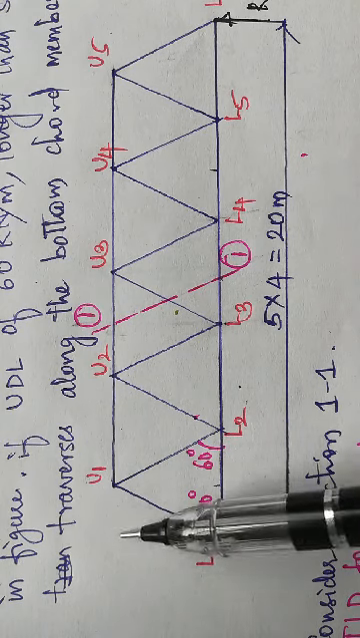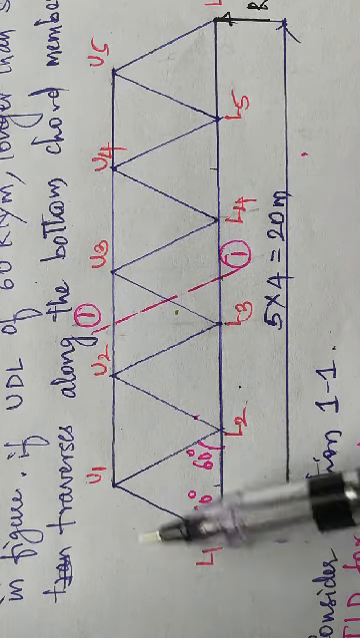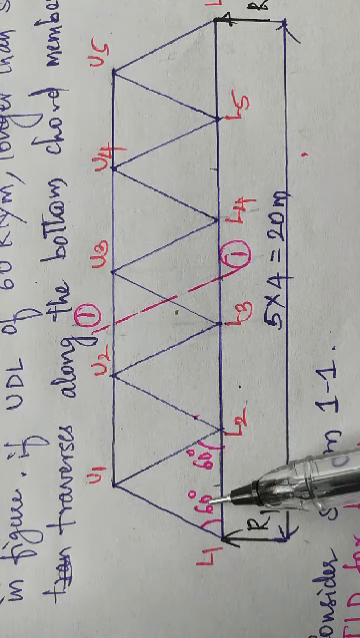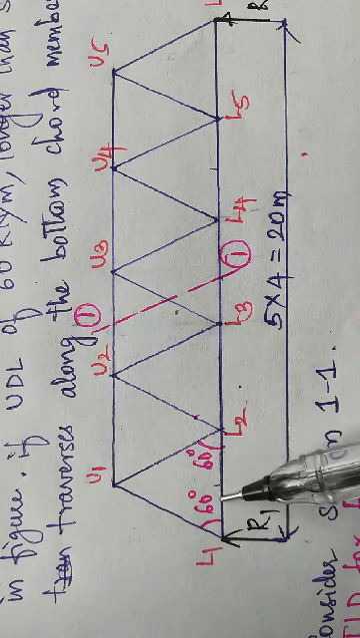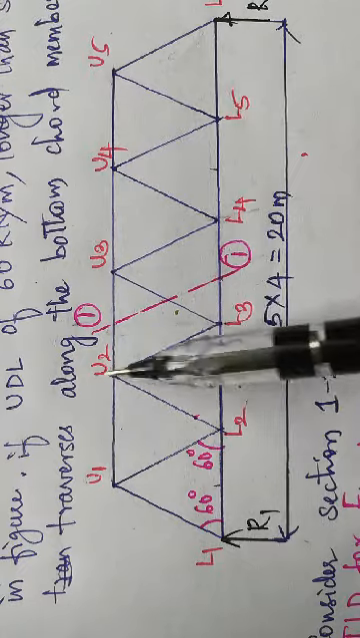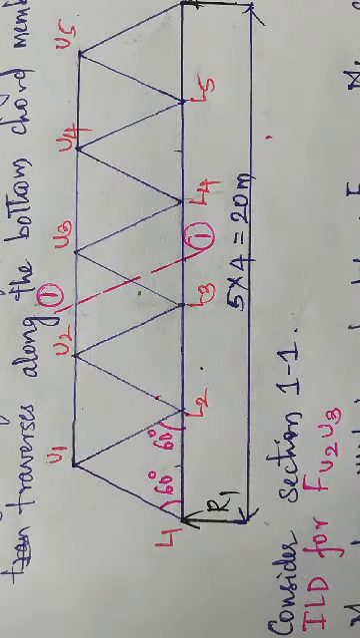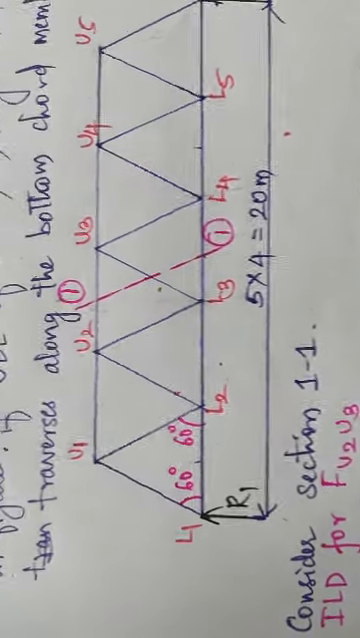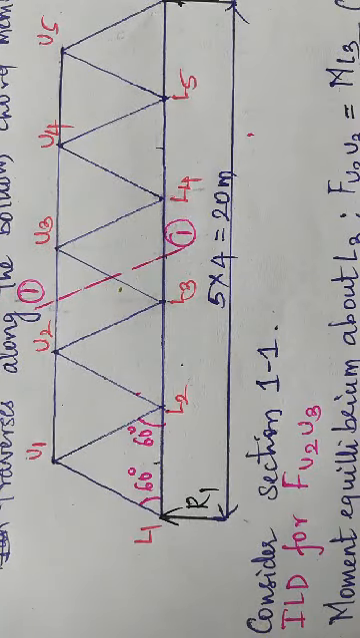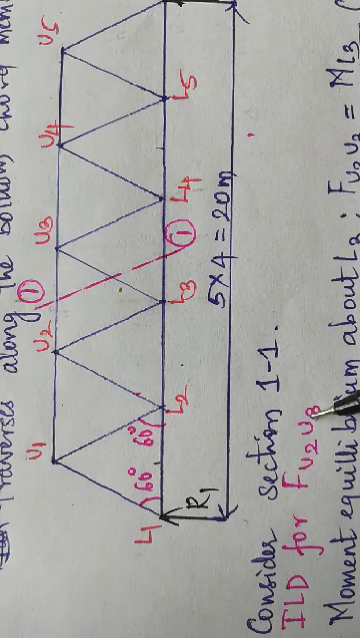Here they have not mentioned the height. Instead of the height they have mentioned the angle. From this angle you can calculate the height of the truss. Okay. Now let us first calculate the influence line diagram for U2, U3.